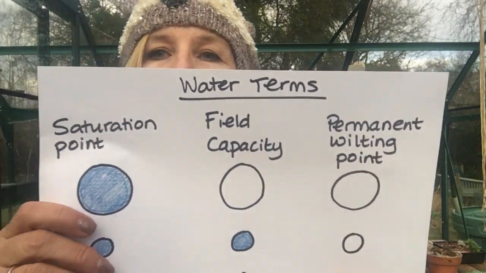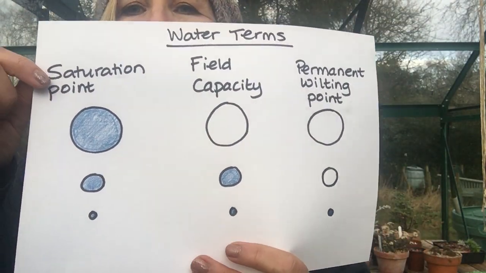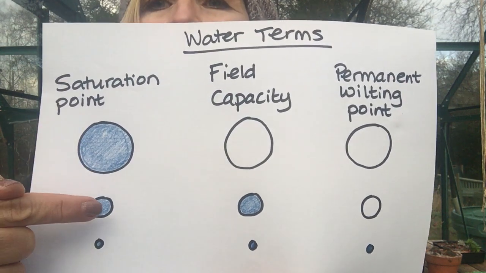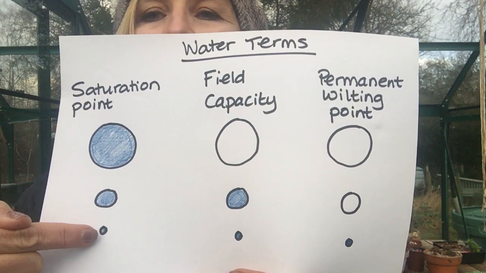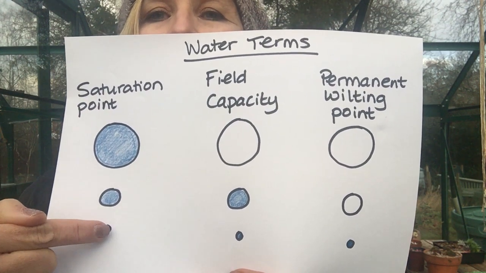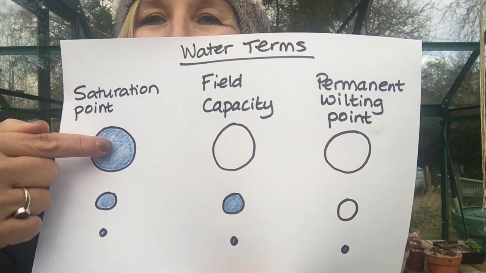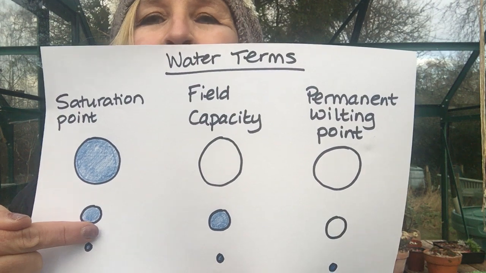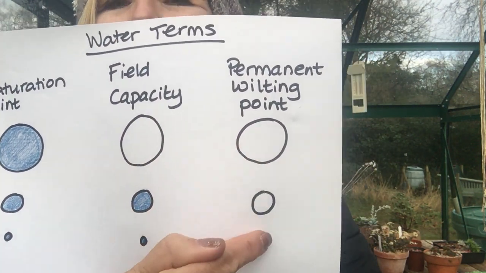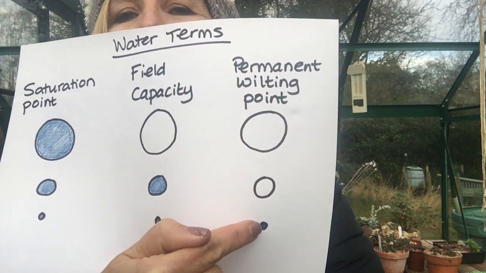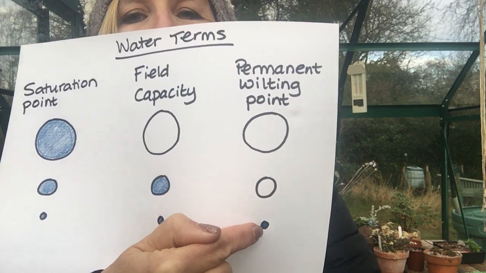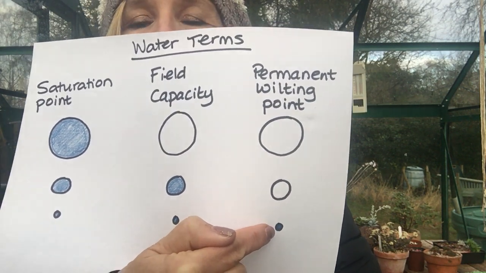So if we were to summarise what we've just done, those three key terms. Saturation point is where all three pore sizes are full of water: macro, meso and micropores. Obviously in a clay soil there's a lot more of these, and in a sandy soil there's a lot more of these. Okay, so that's saturation point. Permanent wilting point is when there's hardly any water, the plant doesn't recover, but there will still be a little bit of water to be measured in those micropores, which is not available to the plant.